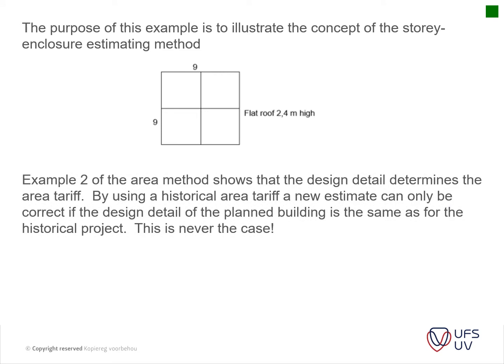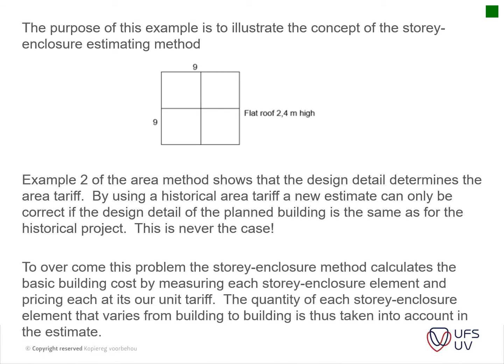Example 2 of the area method shows that the design detail determines the area tariff. Okay, so by using the historical area tariff, a new estimate can only be correct if the design detail of the planned work is the same as the historical project. Okay, this is never the case. So to overcome the problem, the story enclosure method calculates the basic building cost by measuring each story enclosure element and pricing each at its own unit tariff.